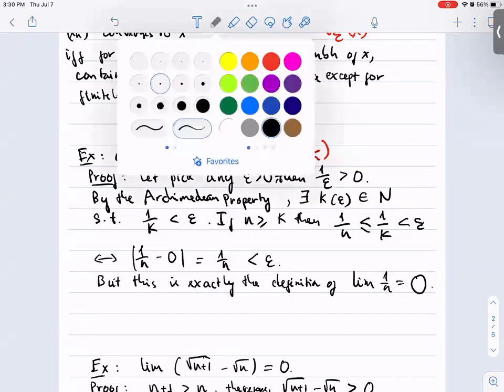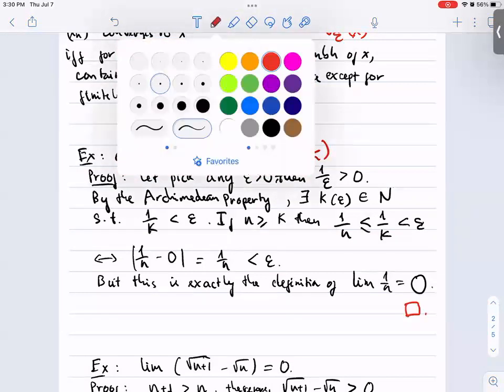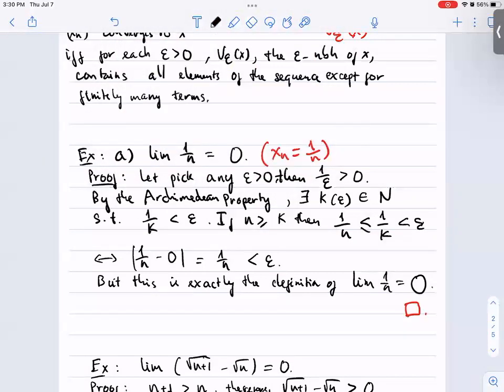And this is the end of the proof. So you see that the proof is actually just a list of consequences of the definition, and also an application of the Archimedean property that we learned in the previous chapter.